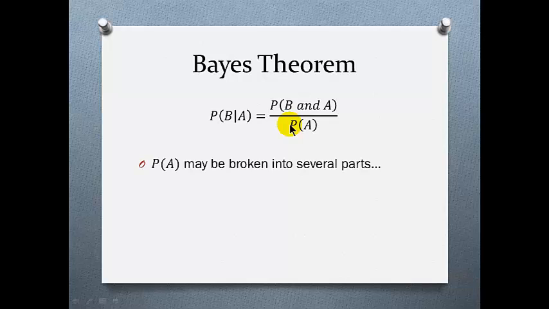Well, this given information can be broken into several parts. It could be broken into the probability that A occurs, given B occurs, plus the probability that A occurs, given B doesn't occur. If you notice, the difference is in the given information, either B happens or B doesn't happen. That covers everything.